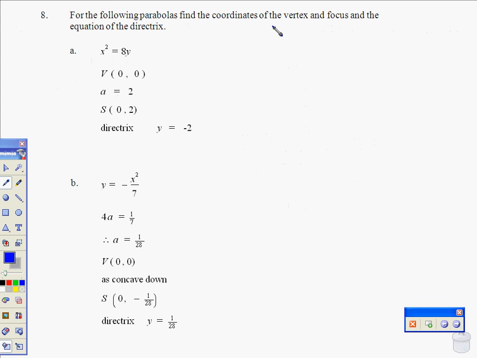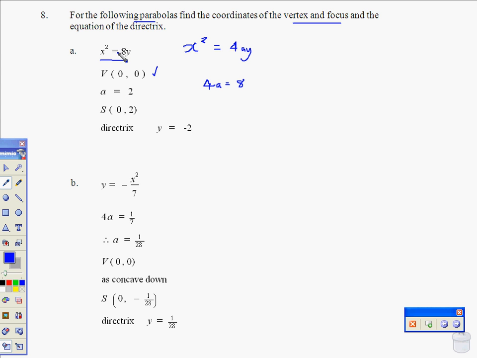In these situations, we're given the parabolas this time, and what we need to do is calculate the vertex, focus and directrix. If it's in the form x squared is equal to 4ay, we can say that the vertex is at the origin. Every time it's in that form, we know that's true. To get the focus, we need the focal length, and to get the directrix, we need the focal length. From x squared is equal to 4ay, 8 must be equal to 4a. So if 8 is equal to 4a, it's easy to see that a must be equal to 2.